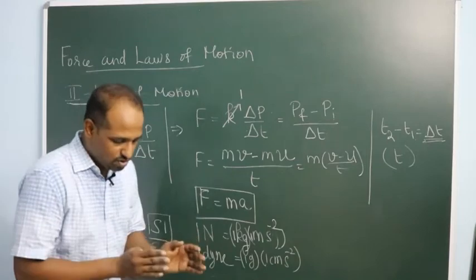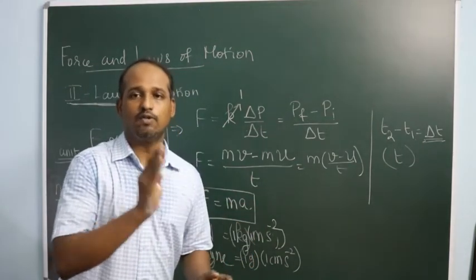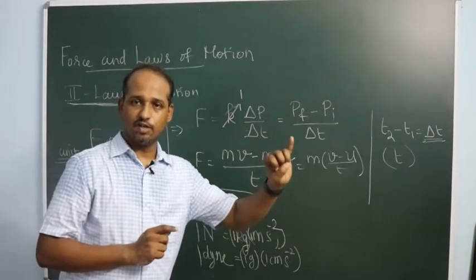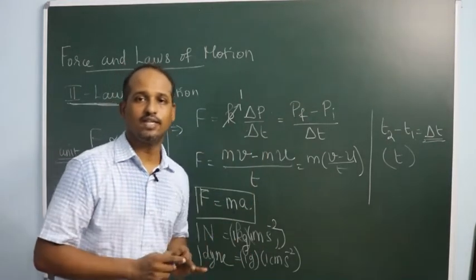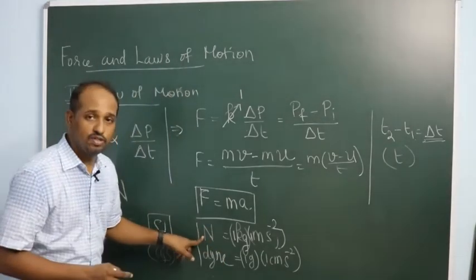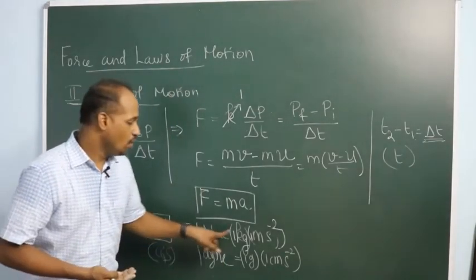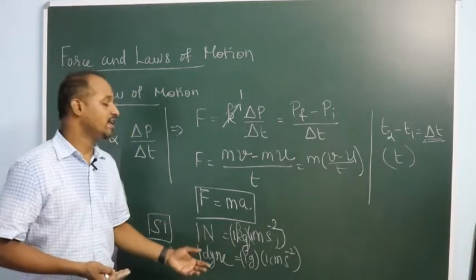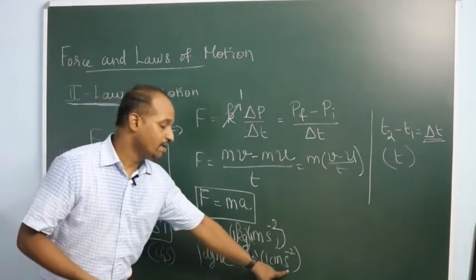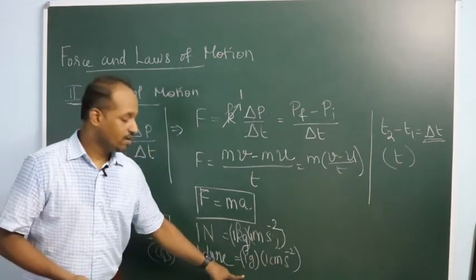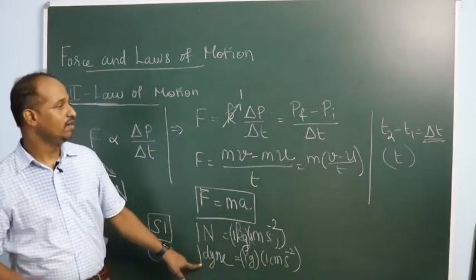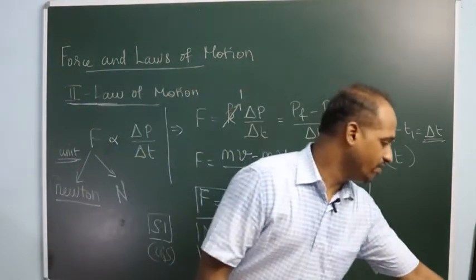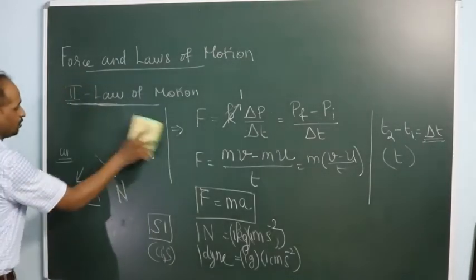So force in the SI system is equal to mass into acceleration. Its unit is newton. In the CGS system, its unit is dyne. What is 1 newton force? A force capable of producing 1 meter per second square acceleration on 1 kilogram of mass. And a force that is capable of producing 1 centimeter per second square acceleration on 1 gram of mass is 1 dyne. So what is the relation between newton and dyne? I will do it here itself, which you already know.